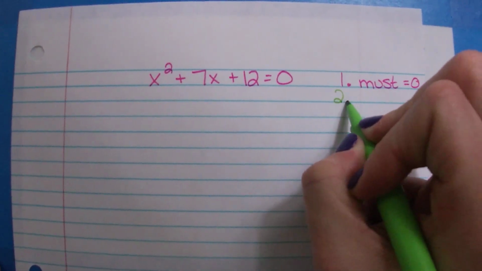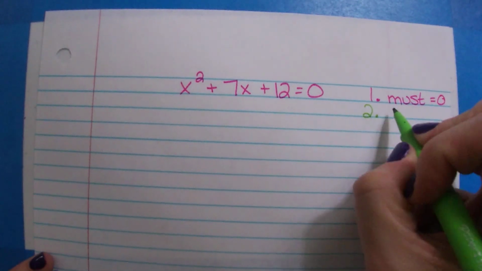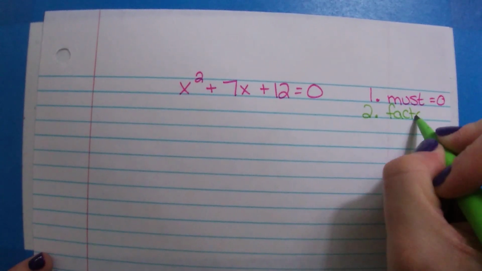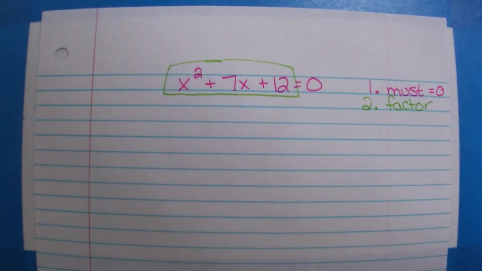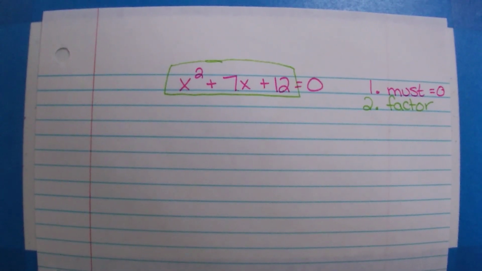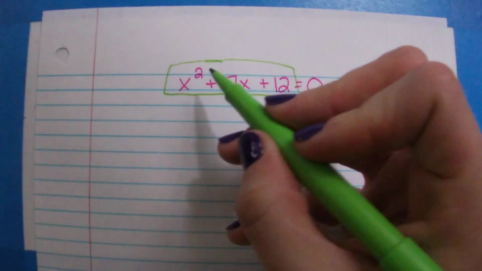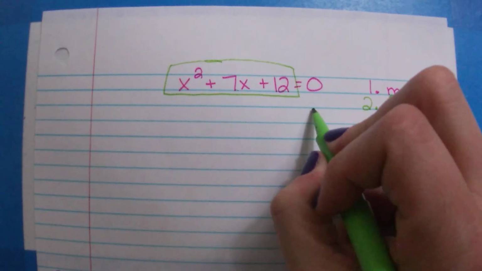Okay, step 2, we're going to kind of ignore the equals 0 part because we already took care of that. And we are going to factor. So we're going to look at just this, and we're going to factor it, which means you now need to remember all of our factoring rules, right? Is there a GCF? Then we're counting the number of terms. So this has 1, 2, 3 terms. 3 terms we factor by multiplying a times c. So 1 times 12 is 12.